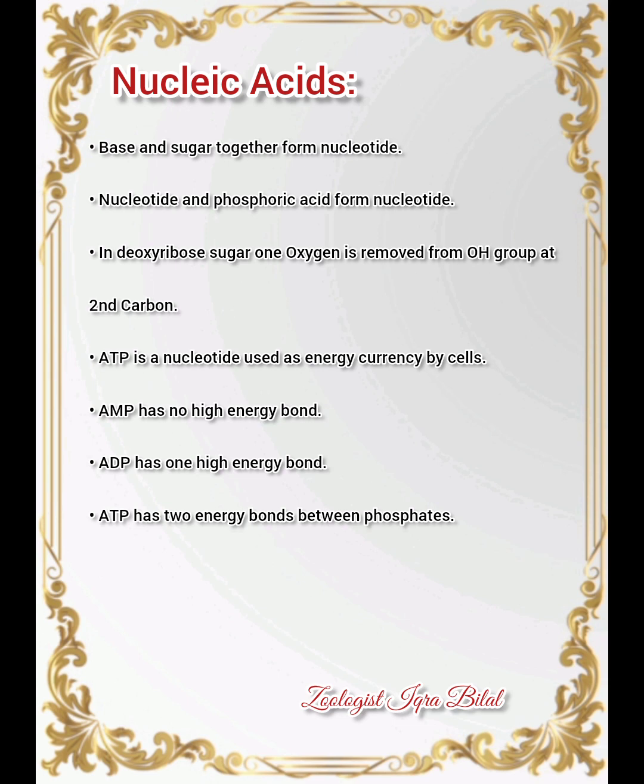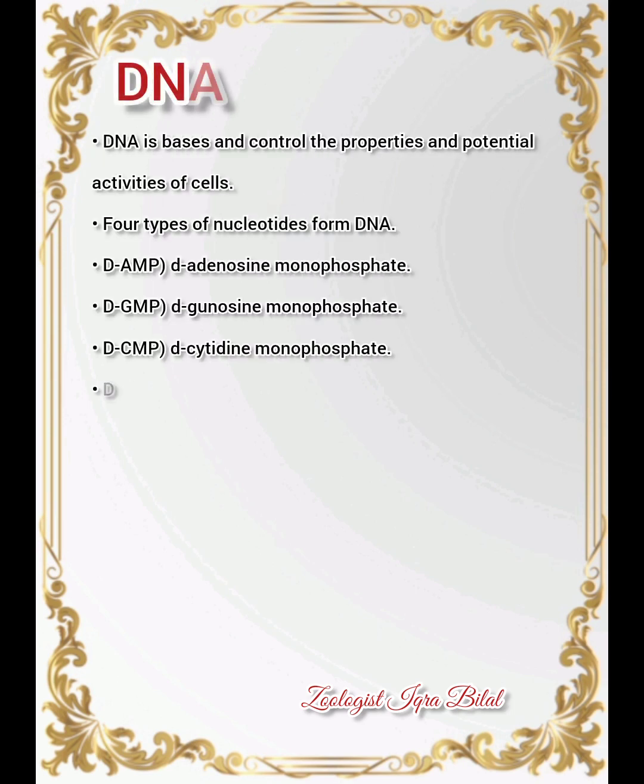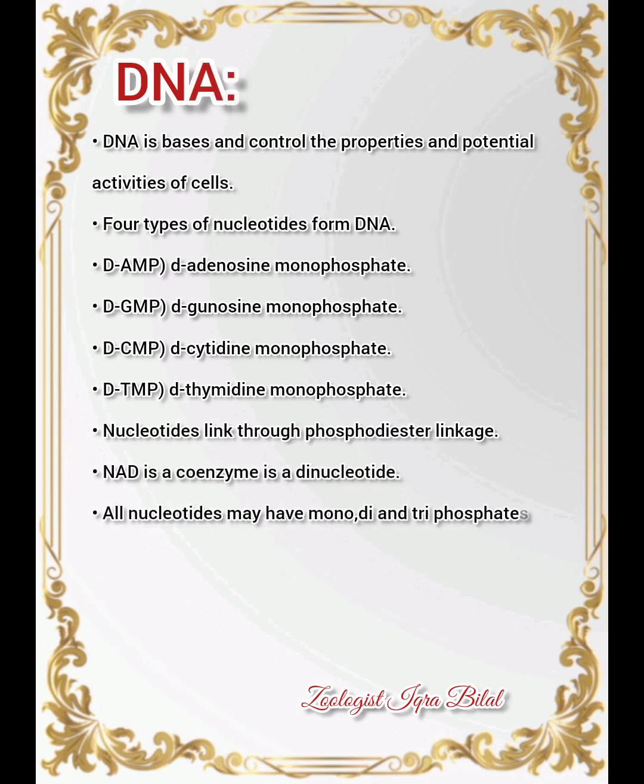In deoxyribose sugar, one oxygen is removed from the OH group at the second carbon. Adenosine triphosphate is a nucleotide used as energy currency by the cell. Adenosine monophosphate, AMP, has no high energy bond, and adenosine diphosphate, ADP, has one high energy bond. Adenosine triphosphate, ATP, has two energy bonds between phosphates.